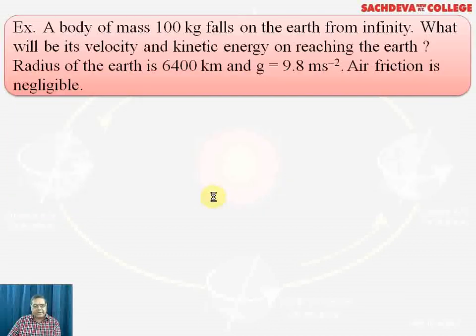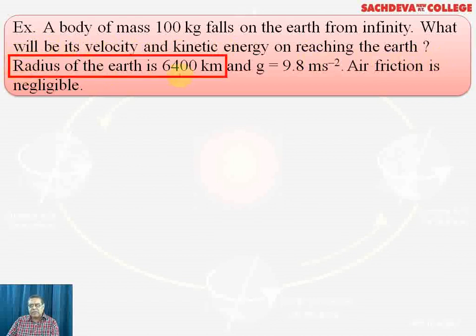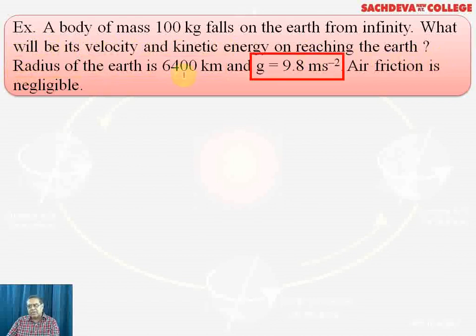kilometers per second. Now, in another example, we find a body of mass 100 kilograms. The body has a mass of 100 kilograms and falls on the Earth from infinity. When we use this term infinity, it means we are referring to space, that is, a point outside the Earth's gravitational field. What will be its velocity and kinetic energy on reaching the Earth? The radius of Earth is known, acceleration due to gravity is known, air friction is there, but it is negligible.